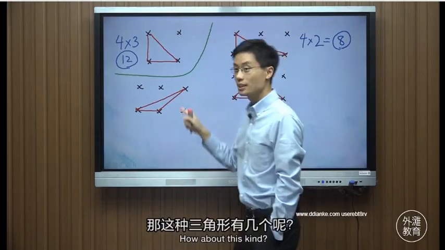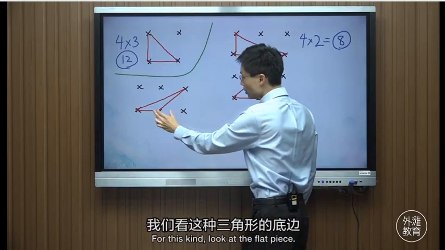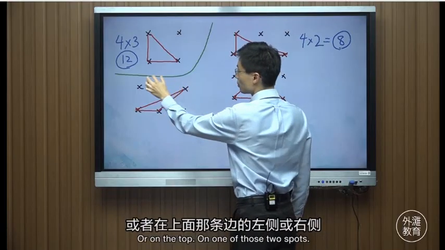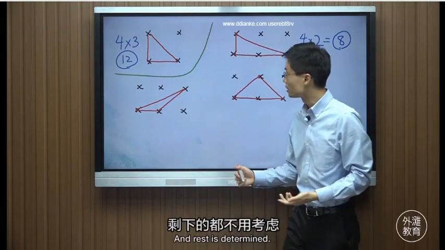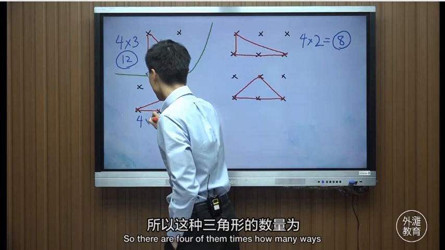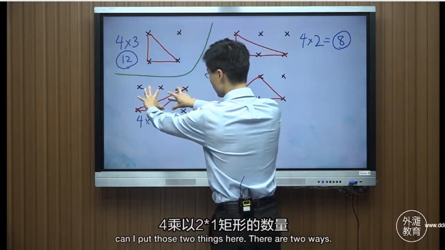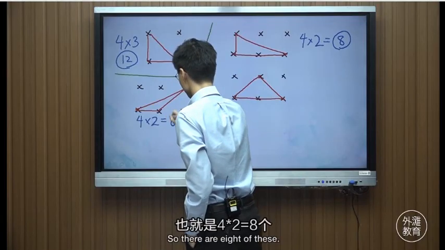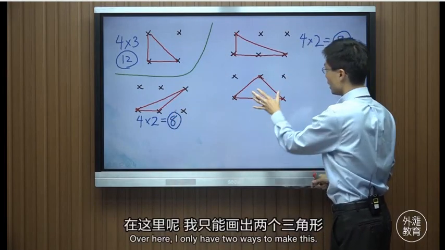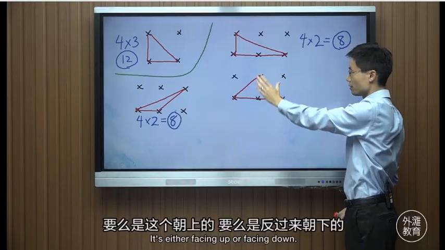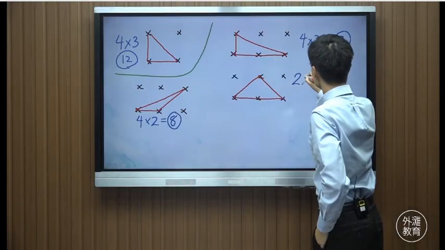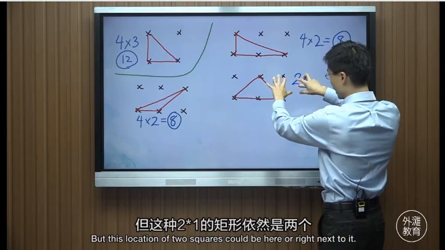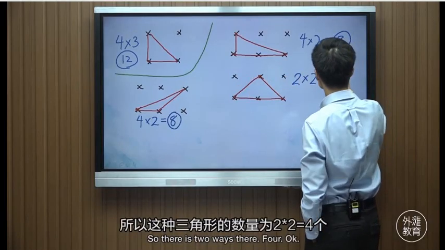Okay, how about this kind? For this kind, look at the flat piece. It's either on this side, or on the top on one of those 2 spots. And the rest is determined. So there are 4 of them times, how many ways can I put those 2 things here? There are 2 ways. So there are 8 of these. Over here, I only have 2 ways to make this. It's either facing up or facing down. But this location of 2 squares could be here or right next to it. So there's 2 ways there, 4.